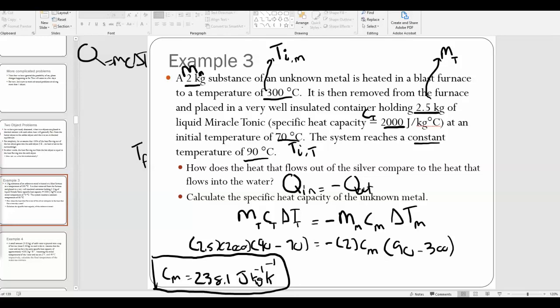All right, so this is a basic two-object problem that you see here. Most two-object problems have a similar format. You have a hot object and a cold object, and you put the hot object in the cold object, and you're asked to solve for something. By the way, in some physics textbooks, this type of problem is not called a two-object problem. This is what's called calorimetry.